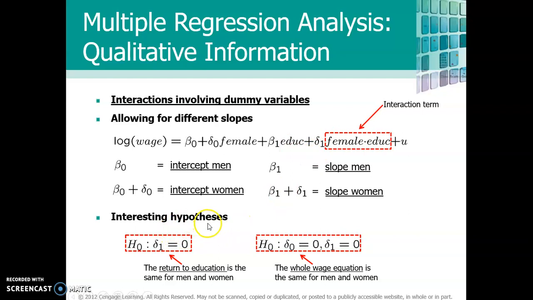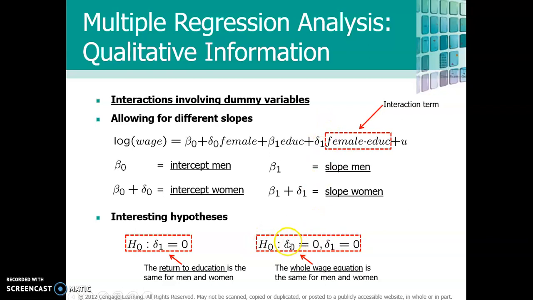So now what we have to look out for is a hypothesis. If the coefficient rho 1 is equal to 0, then it means that the return to education is the same for men and women. If that coefficient is 0, then even when the female variable takes a value of 1, the return on education is not different for both male and female.